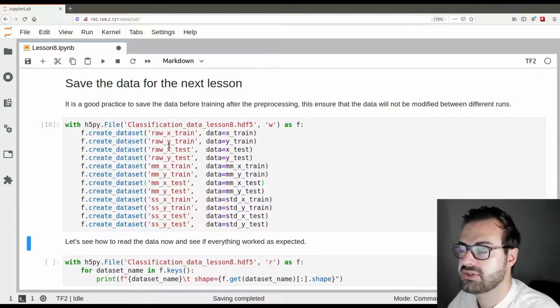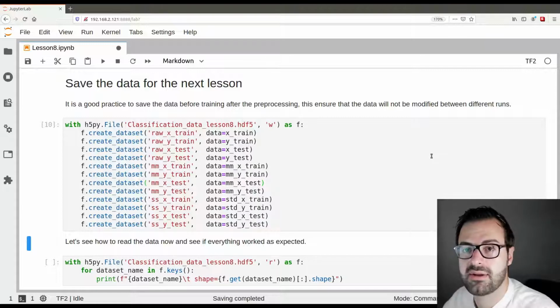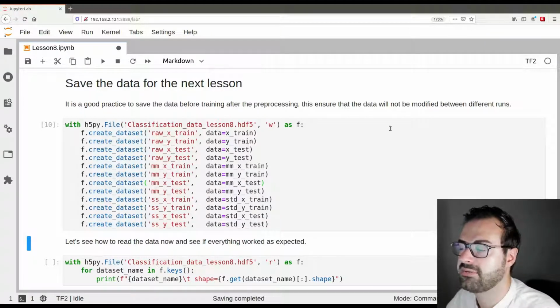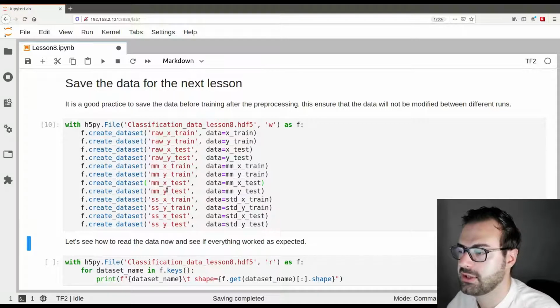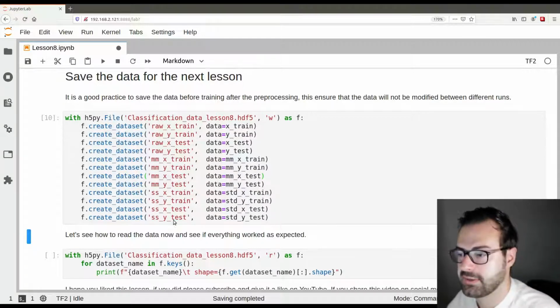So let's execute this code. This is pretty straightforward. This is using the h5py module from Python, and we create only one file and we save all the datasets that we create, including the raw one, plus of course the data with the min-max scaler and the standard scaler.